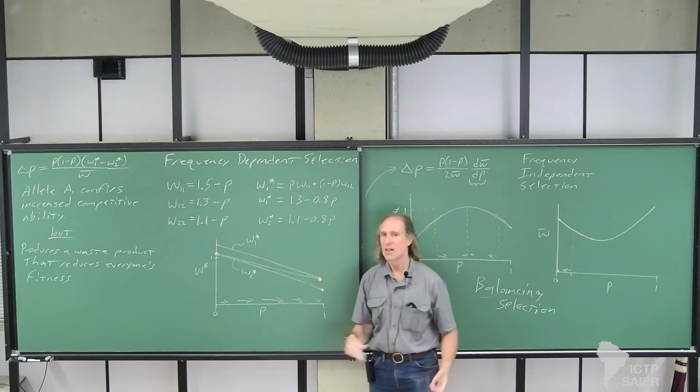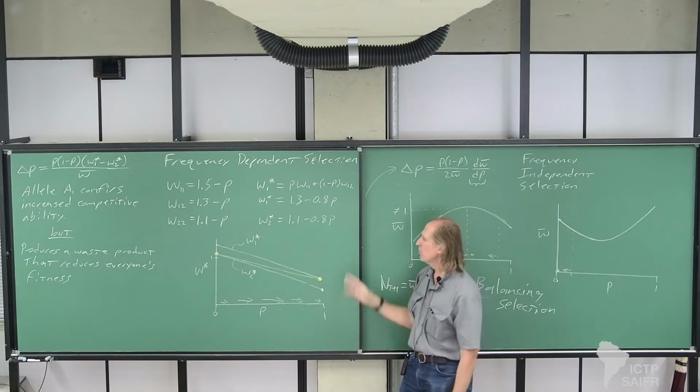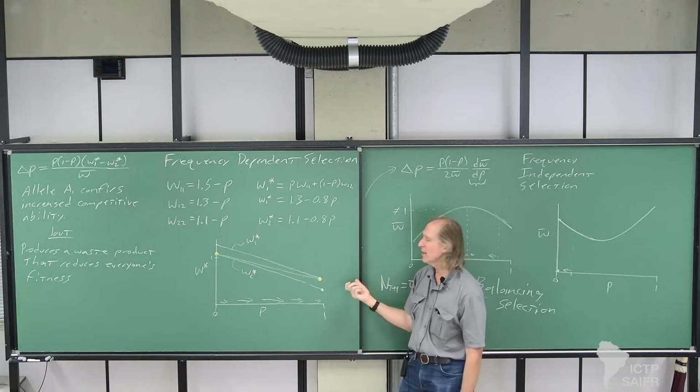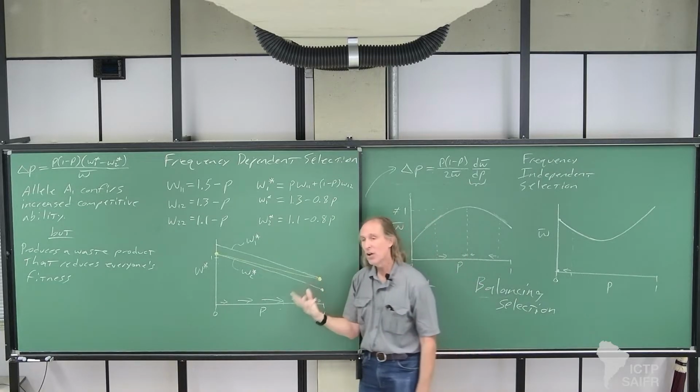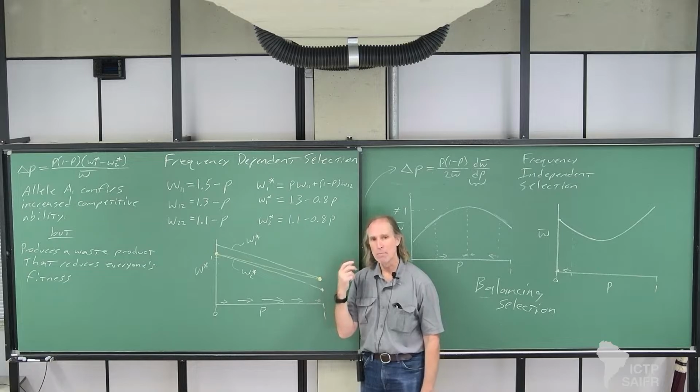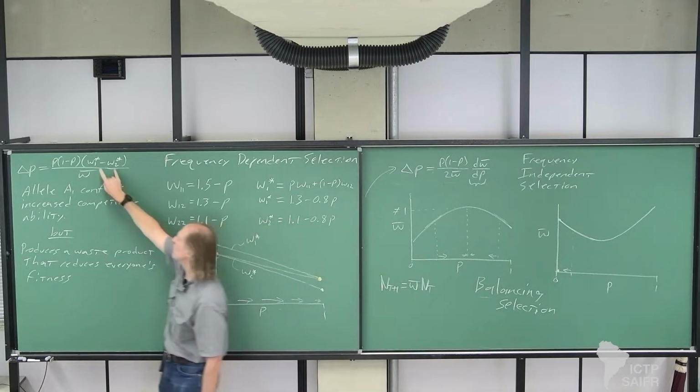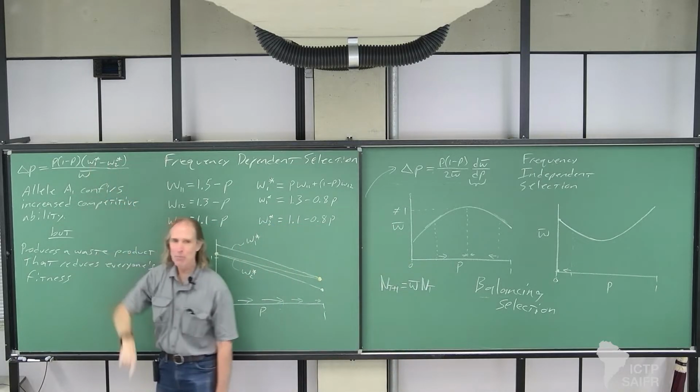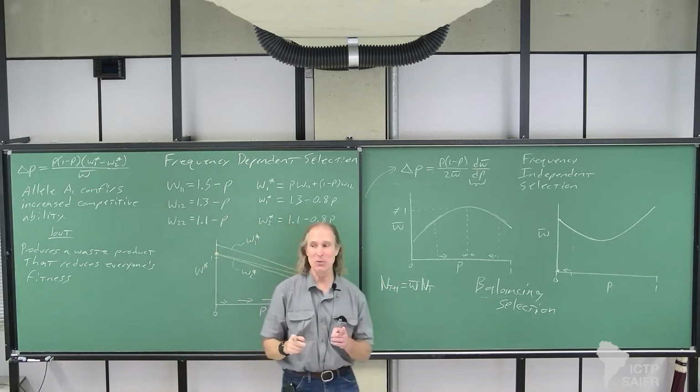So what this example is sufficient to show is that with frequency-dependent selection, W bar does not have to be maximized. And hopefully this gives you an intuitive idea of a case where it wouldn't be, right? And it also drives home why. Because what matters is the difference between these, not the absolute values of them, but the difference between them.